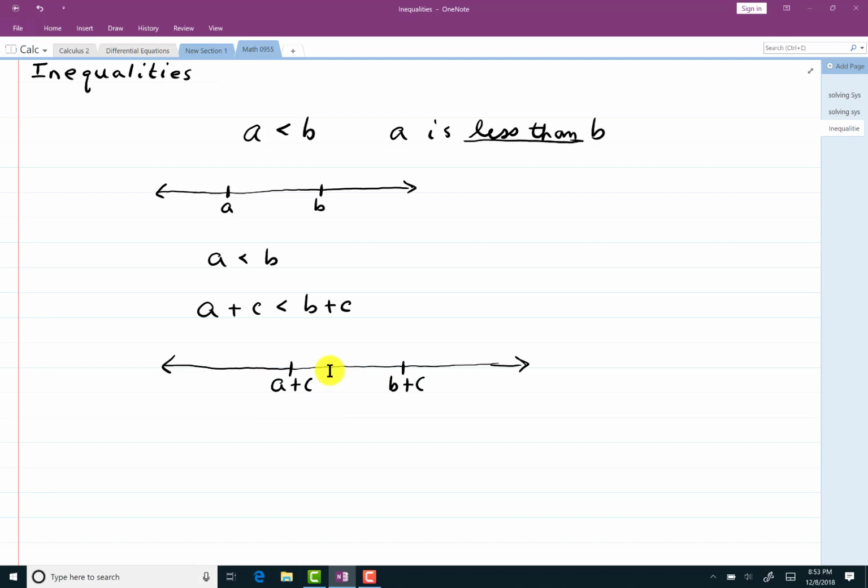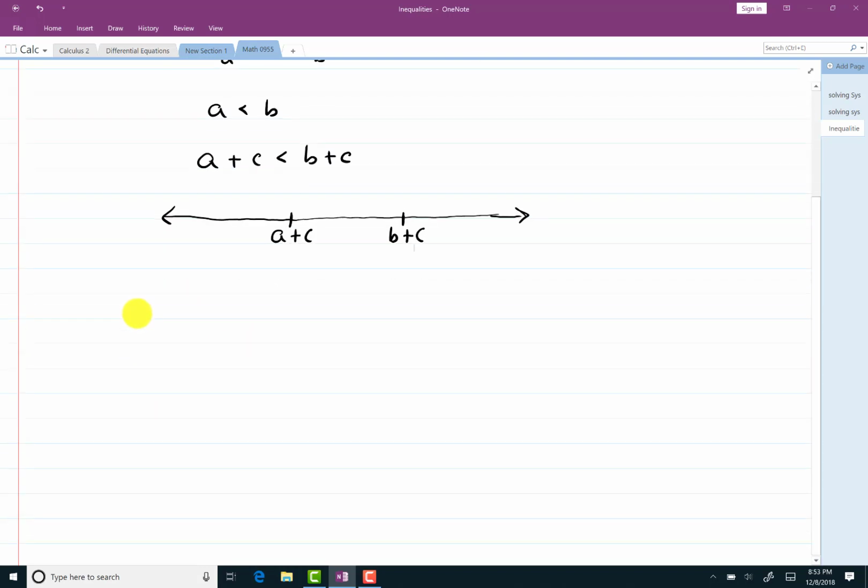You don't have to think of anything or numbers even. I just took these numbers here and basically shifted them to the right C units. If C were negative, this would simply go to the left, but they would both go to the left the same amount. The only thing that causes an issue here is when you have something like this.